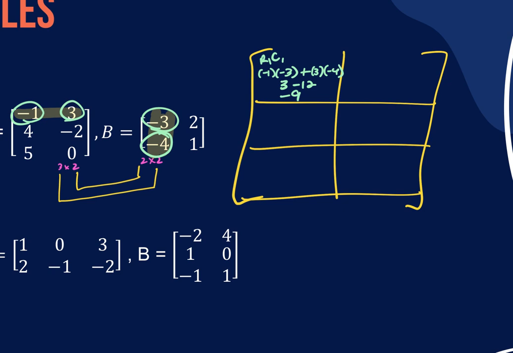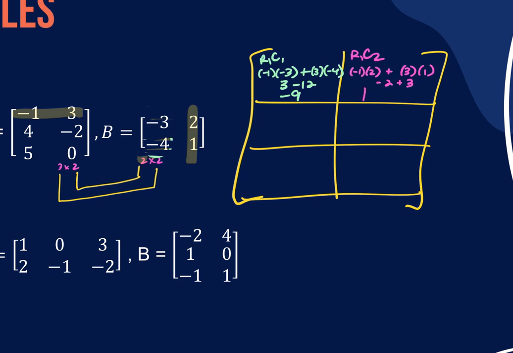My next cell name is row 1, column 2. So I still use row 1 from the first one. This is when notability really pays off, because just wait till you get to having to do this in pencil. I'm still doing row 1 from the first one, but now I'm doing column 2 from B. So I'd get -1 times 2 plus 3 times 1. -2 plus 3, which is 1. Still good? What's the next cell's name?